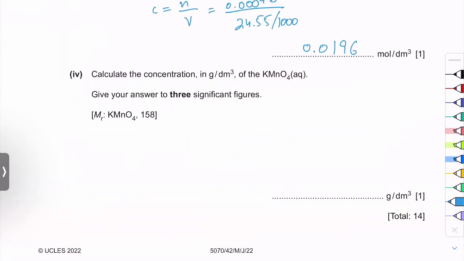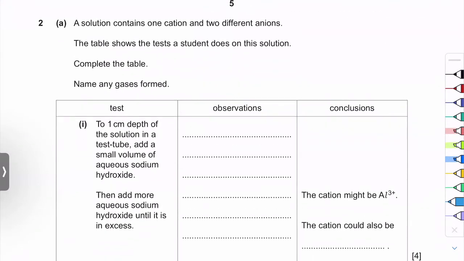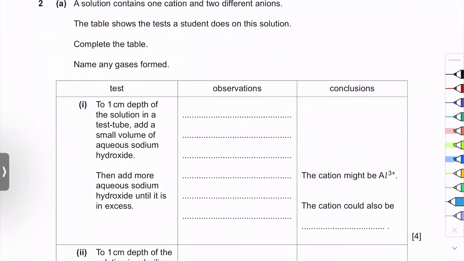Calculate the concentration in grams per dm cube of KMnO4. Okay, we have moles per dm cube. We want to convert it to grams per dm cube. So how do you convert moles to grams, or moles to mass? "Multiply by MR." Multiply by MR, exactly. So that's what we'll do. We already know the MR. So 0.096 times 158. Whatever answer comes, that is our answer. Okay? Clear everyone? Any questions? All right. Let's move on.